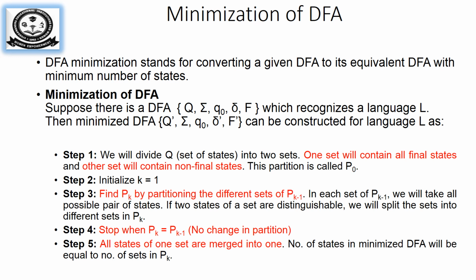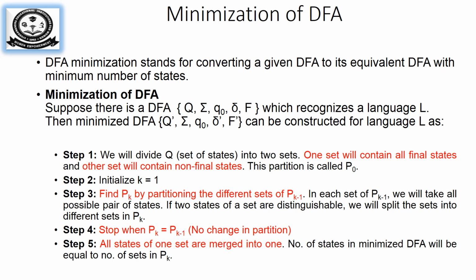So how do you find the equivalence? If you have two states, they are allowed to stay in the same set if their inputs are equivalent. If they are not equivalent, then these two states cannot stay in the same set, so they will be kept in a separate set. We will see an example of how it is done, then you will understand how this works.